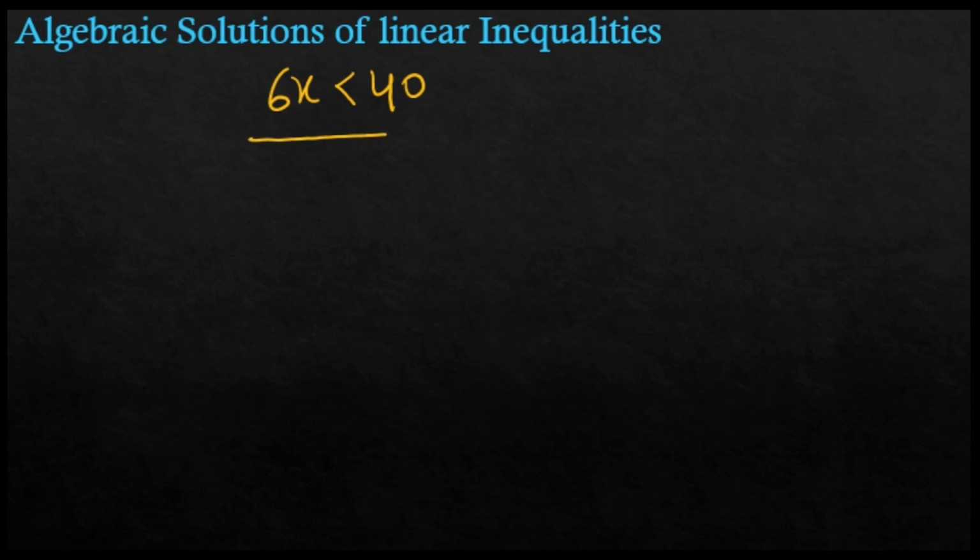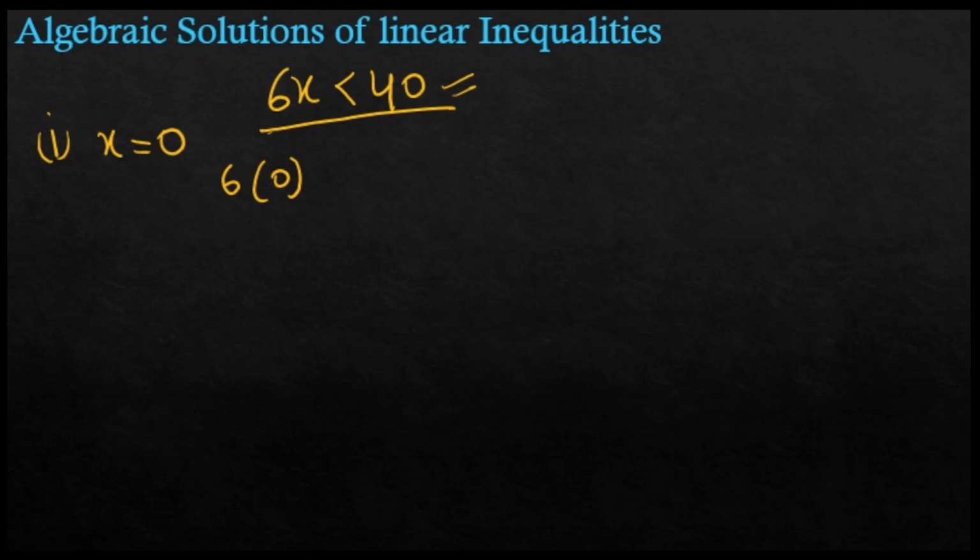To solve this algebraic expression, let's assign some values to the variable x. The first value we are going to assign is x equal to 0. Now put the value of x in this algebraic expression. We get 6 multiplied by 0 is smaller than 40. It is clearly visible after solving that we get 0 smaller than 40, which is true.